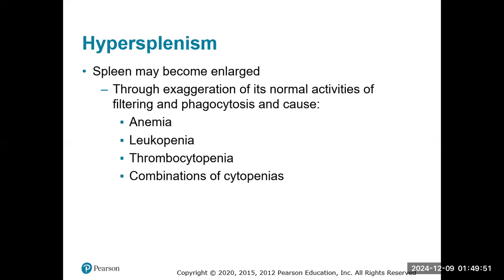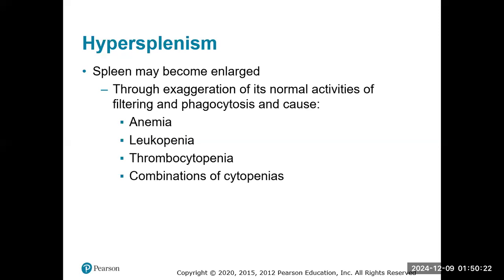We can have hypersplenism where the spleen becomes enlarged. It can become enlarged because it's working too much. If it is engulfing a lot of things with phagocytosis and taking a lot of cells out of circulation, it can actually cause the spleen to get enlarged. So you're overworking your spleen. And so when the spleen gets enlarged, it actually heightens everything that it does.